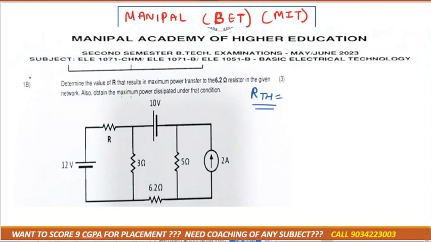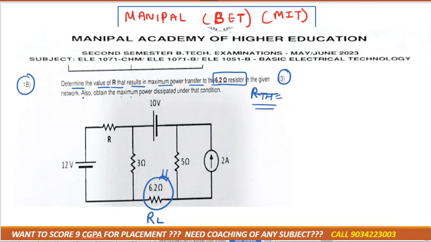See, this is the first big 3-mark question of Manipal. How can we do it? They said: determine the value of R that will result in maximum power to the 6.2 ohm resistor. That means RL is 6.2 ohm, not this R, because they want to transfer maximum power to the 6.2. That means this is RL.